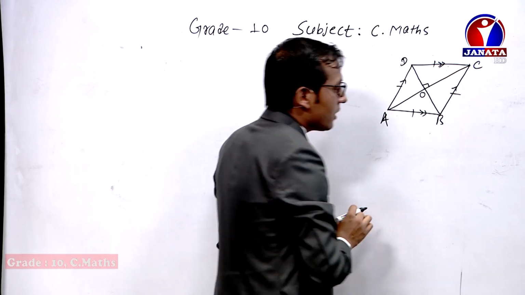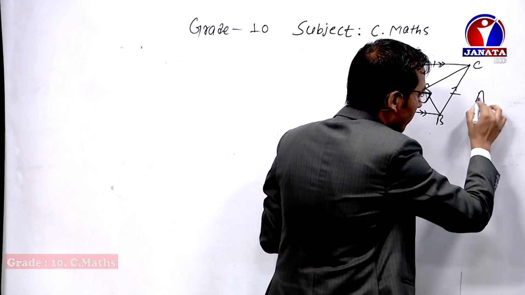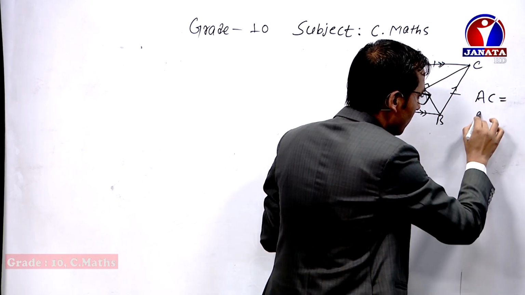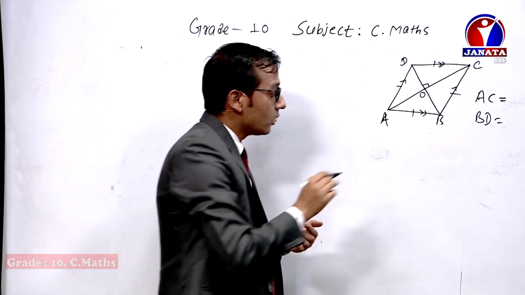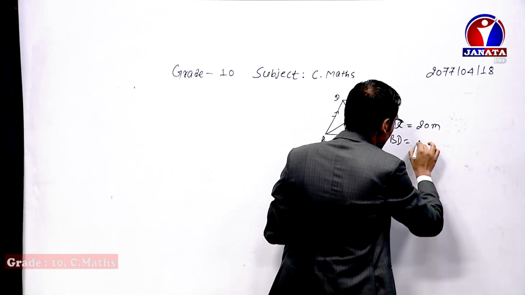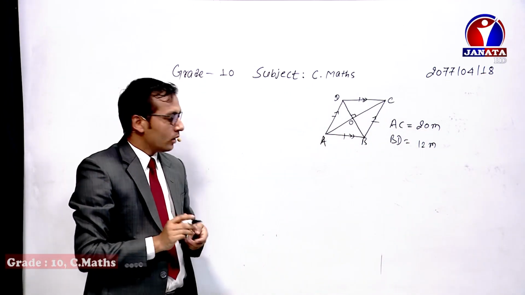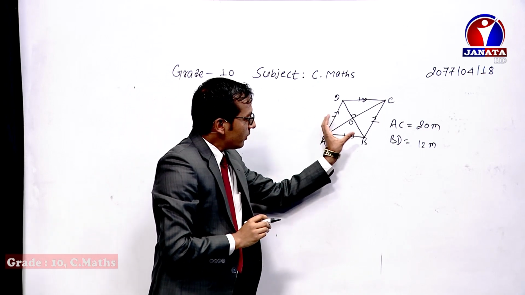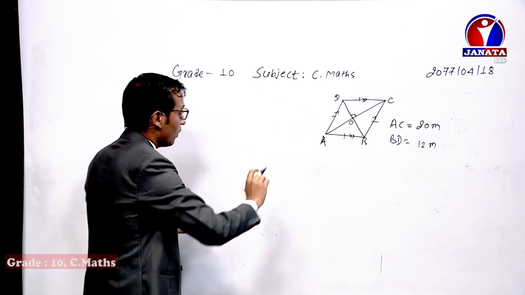So what are the measures of the 2 diagonals AC and BD? Here the lengths of AC and BD are given. One diagonal, AC, is 20 meters and BD is 12 meters. Let me calculate the area of this rhombus now.